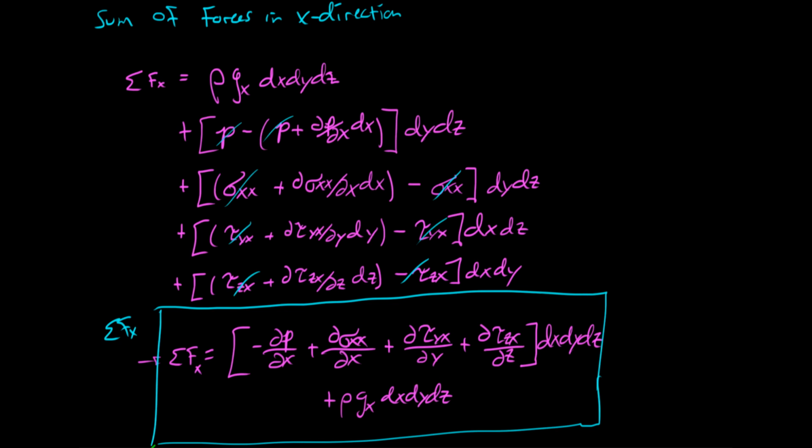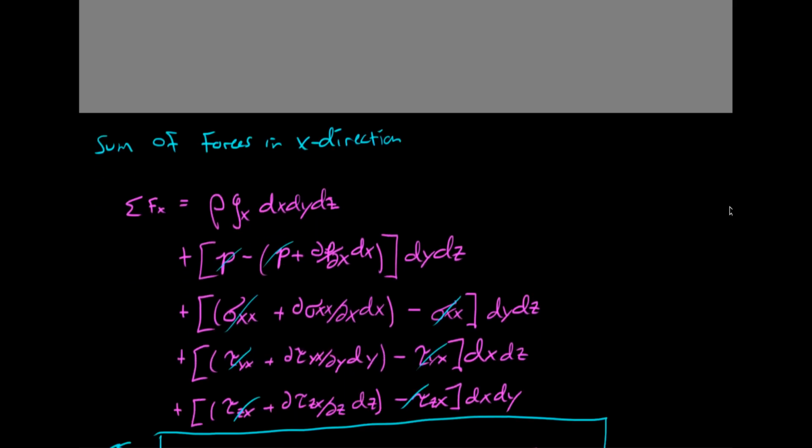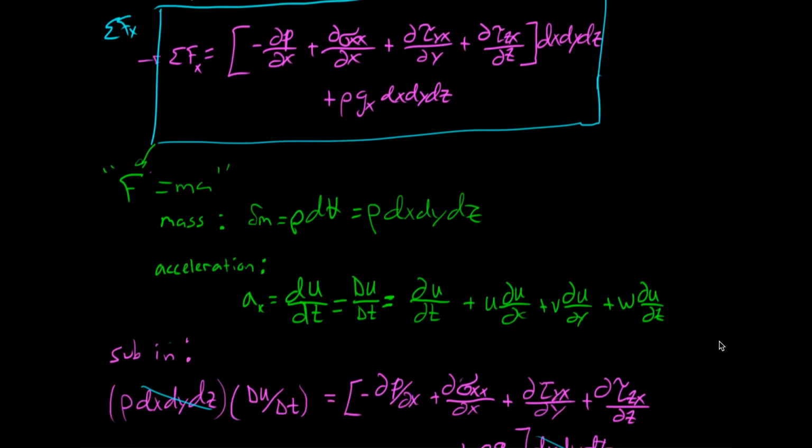I'm sure you could follow a similar pattern. This happens in the y and the z direction as well. Okay, but we need ma. So the mass of our cube, differential mass, looks like density times the differential volume. In this case, the volume was dx by dy by dz.